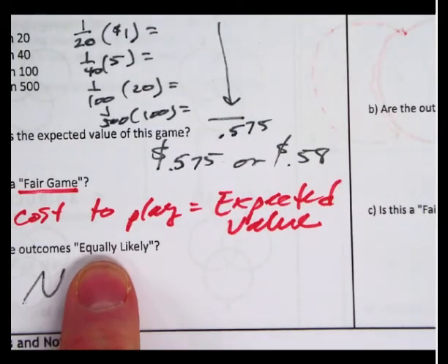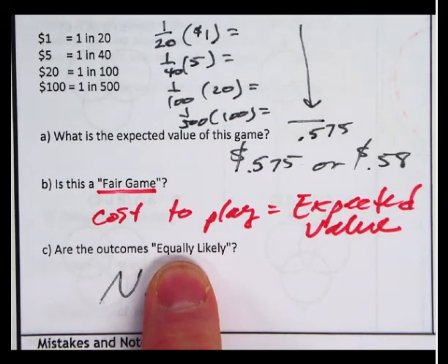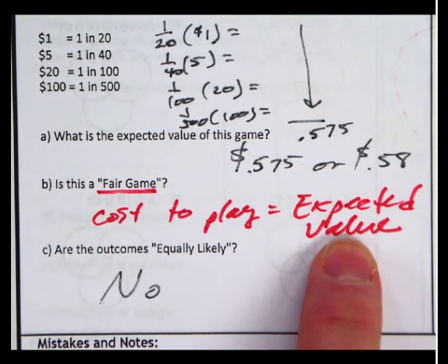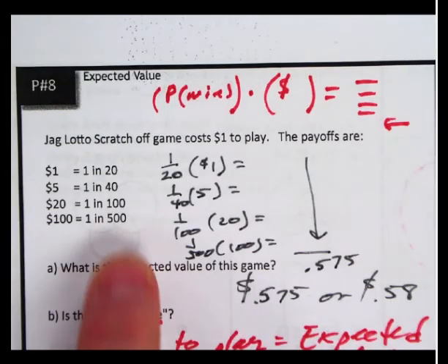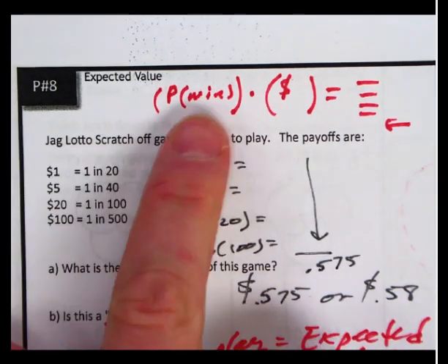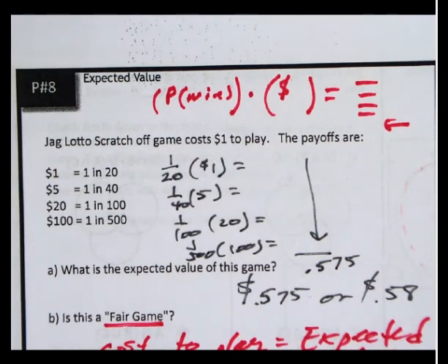So some words to know: equally likely has to do with, do you have an equal chance of getting that? Fair game, does the cost to play equal the expected value? And then of course, to calculate your expected value, you do the probability of the win times the amount that you win, and then you add them all together.